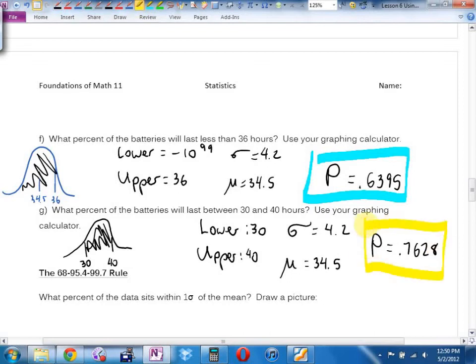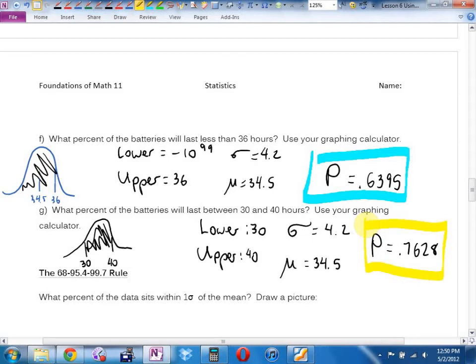Is that what you got to? Yes, yes. You still do need to know how to find a z-score. If you know 3, you know 4, because the calculator doesn't do that for you, unfortunately. How many got that? Okay. Okay.